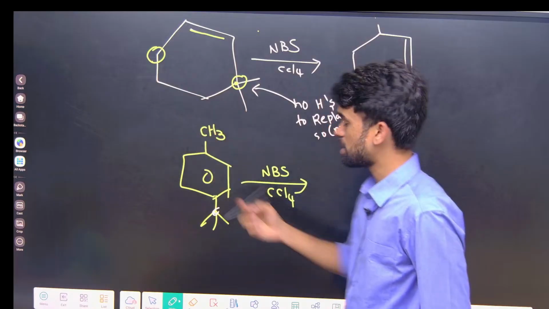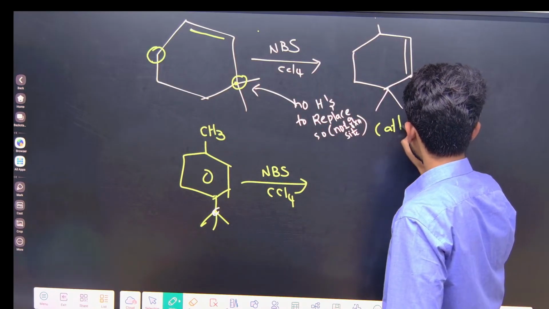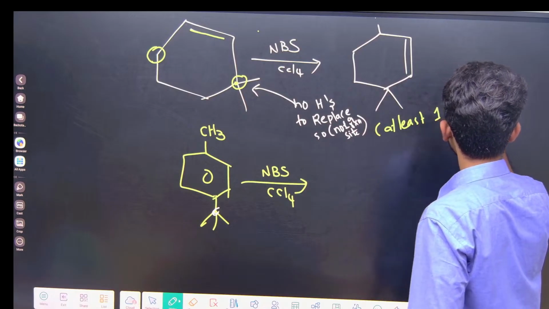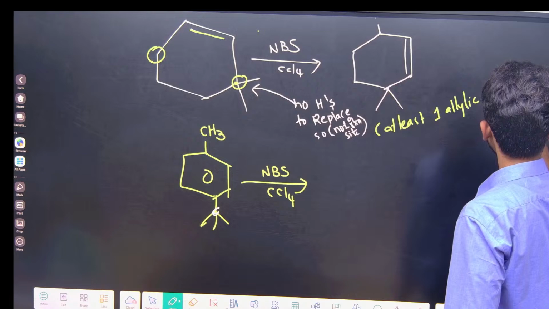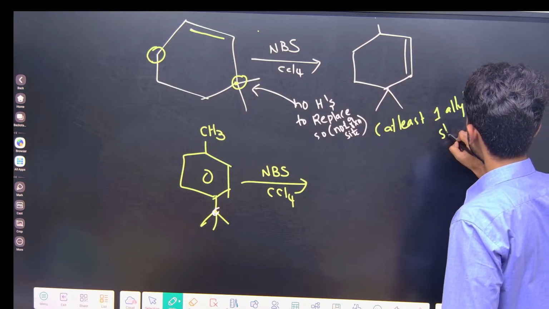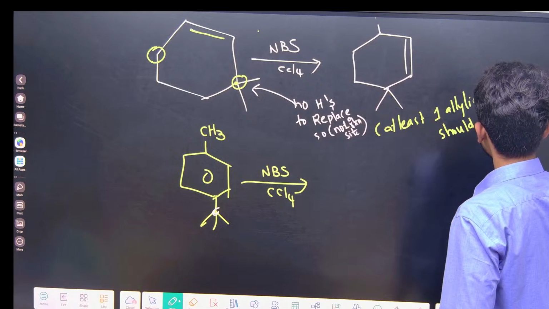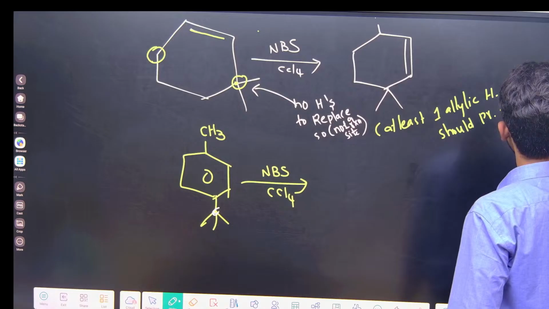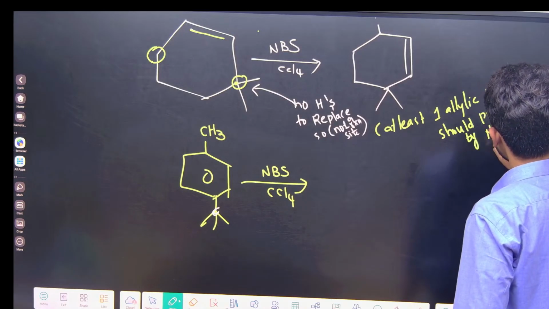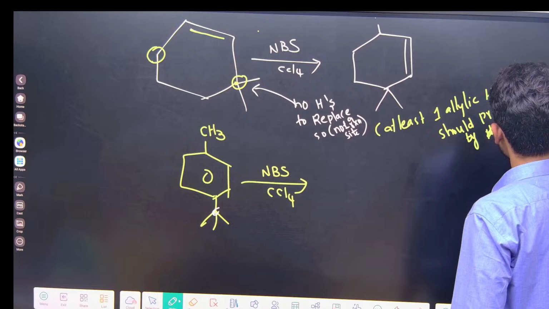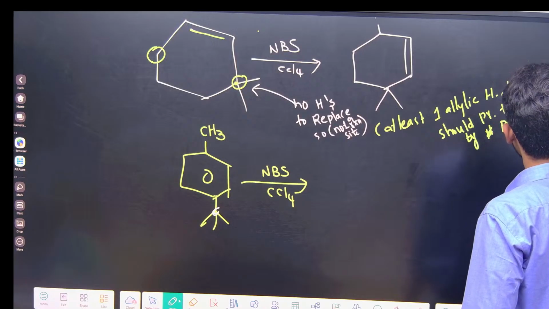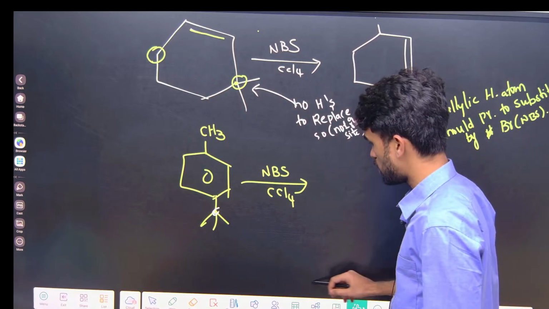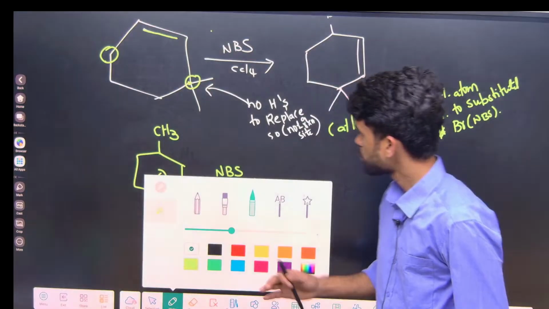So what is the primary criterion? At least one allylic hydrogen atom should be present to be substituted by bromine of NBS. Now make this into a single line in your own words, so that whenever you are reading, you will feel like you got everything.